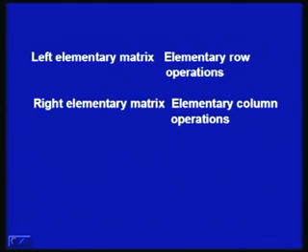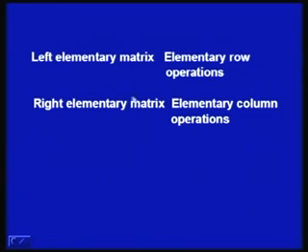Elementary column operations are the same operations, but they are applied to columns. The operations are: two columns are interchanged, one column is multiplied by a constant, or, the third type of elementary column operation, one column is multiplied by a constant and added into another column. So, we will have three types of elementary column operations, and these are again equivalent to the column operations applied on the identity matrix.